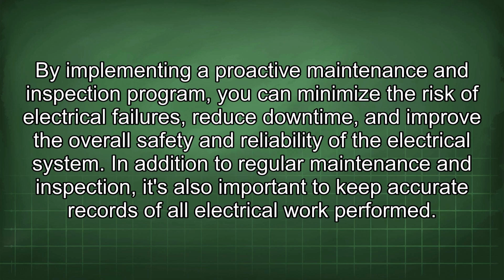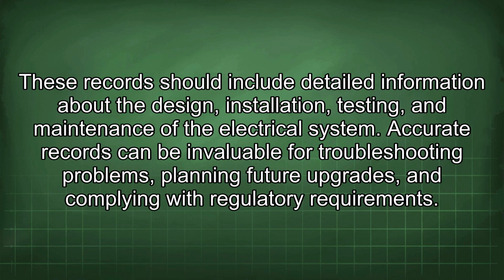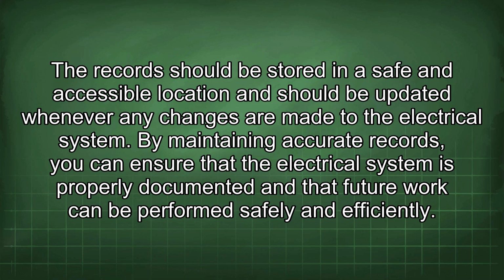In addition to regular maintenance and inspection, it's also important to keep accurate records of all electrical work performed. These records should include detailed information about the design, installation, testing, and maintenance of the electrical system. Accurate records can be invaluable for troubleshooting problems, planning future upgrades, and complying with regulatory requirements. The records should be stored in a safe and accessible location and should be updated whenever any changes are made to the electrical system. By maintaining accurate records, you can ensure that the electrical system is properly documented and that future work can be performed safely and efficiently.